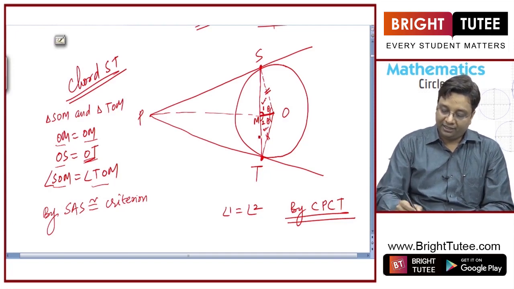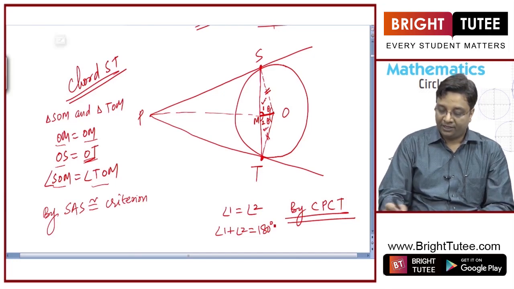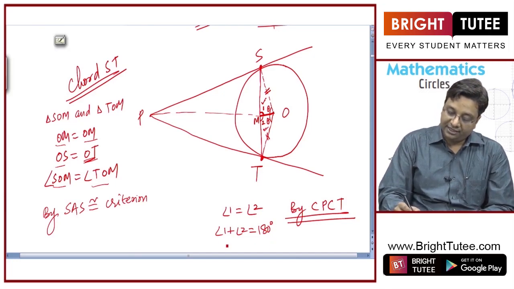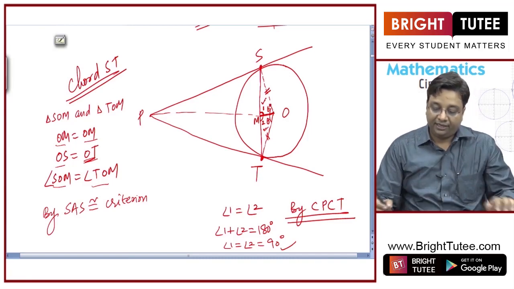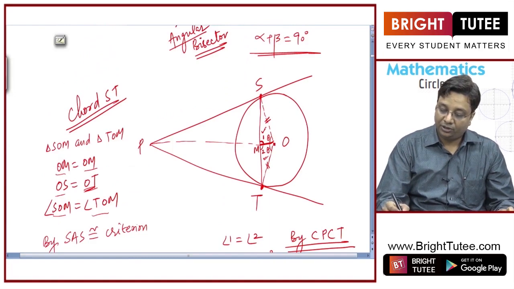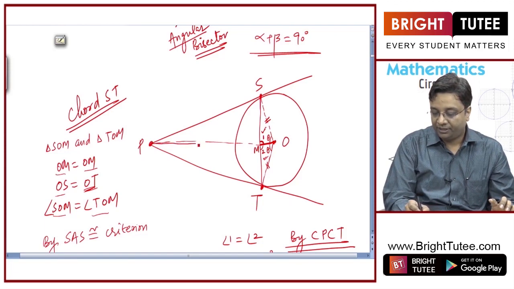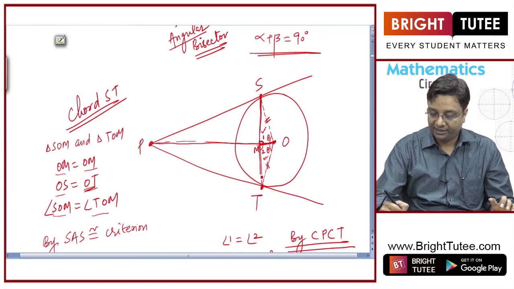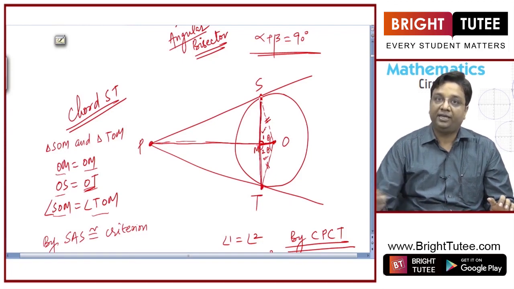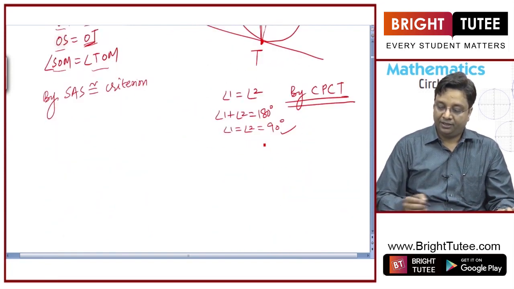But you see, this is a straight line, so angle 1 plus angle 2 we know is equal to 180 degrees, straight angle. So from this I can say angle 1 is equal to angle 2 is equal to 90 degrees. So this is another important result, that the segment joining the center and the external point from which the tangents are drawn, and the chord joining the points of contact ST are perpendicular to each other, because this angle is 90 degrees here.